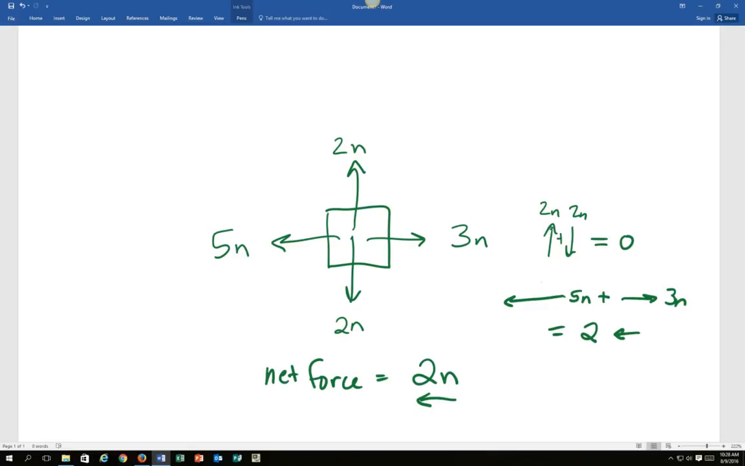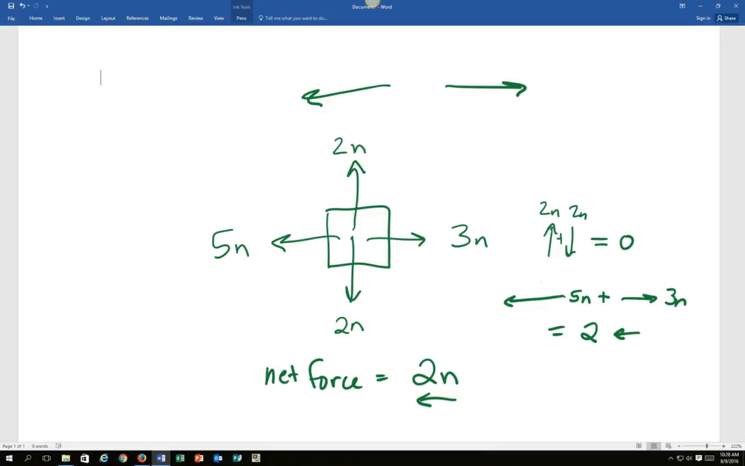So how is this object moving? Can we tell? Is it accelerating? Yes. It has to be accelerating because there is an unbalanced force on the object. Is the object moving? I'm not sure. At this instant, it could be standing still. It could be moving in this direction, in which case its speed would be increasing. It could also be moving in this direction, in which case its speed could be decreasing.